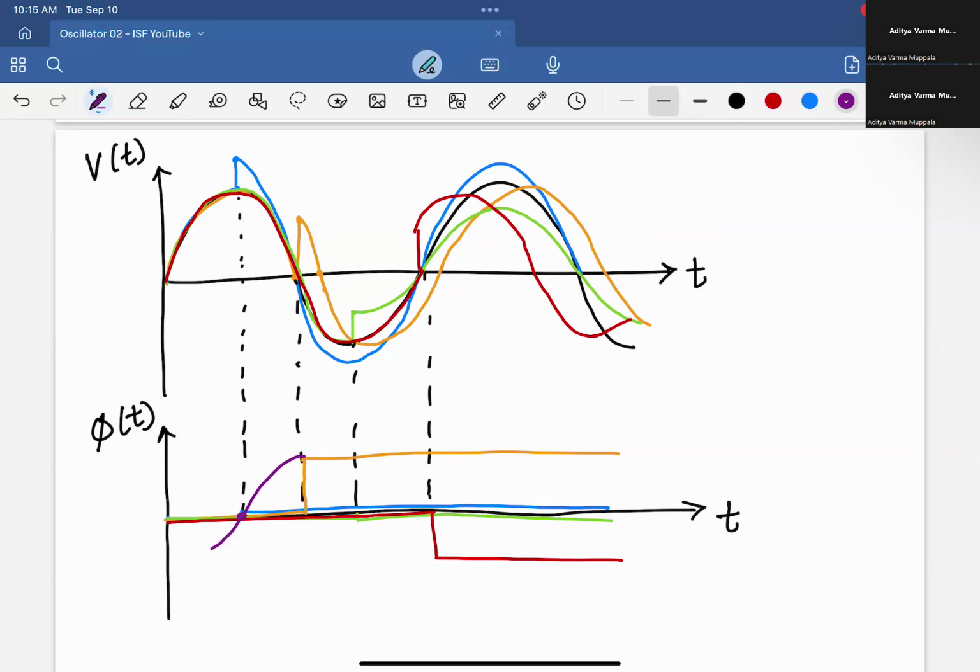But if I just look at how much each step function's amplitude is, maybe it looks something like this, right? Like that. Okay, so this, how much the amplitude of each step function was, this is the ISF. So how sensitive the phase is to an input impulse excitation is captured by this term called the impulse sensitivity function.